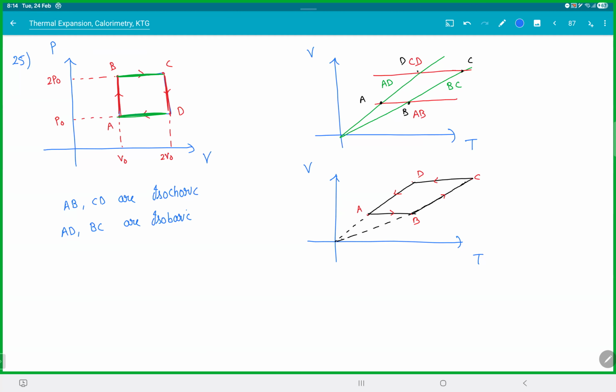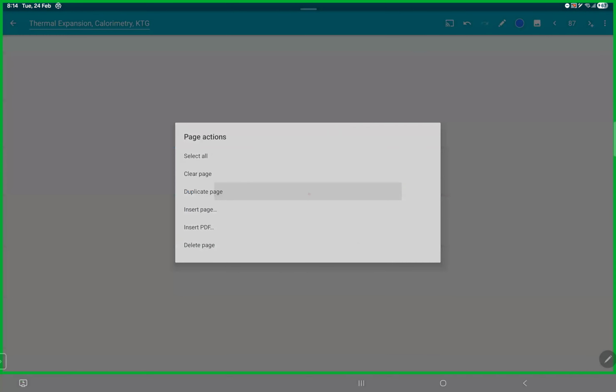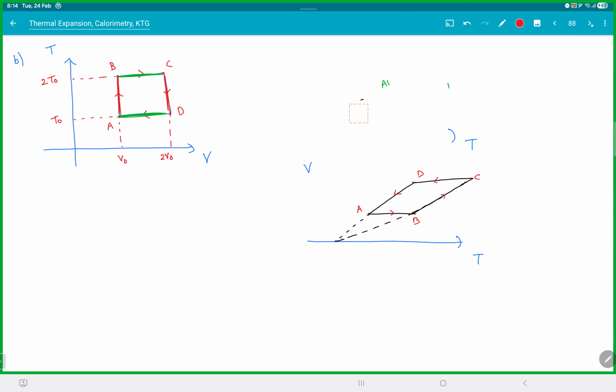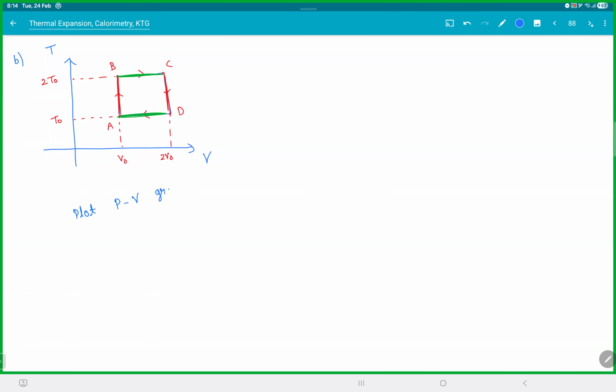Same thing. Let me ask you one more like this. Let's say it is a TV graph. This is 2T naught and this is T naught. Just draw the PV graph. I gave you a temperature versus volume graph. I want you to draw a pressure versus volume graph. Let's see how you do this thing.